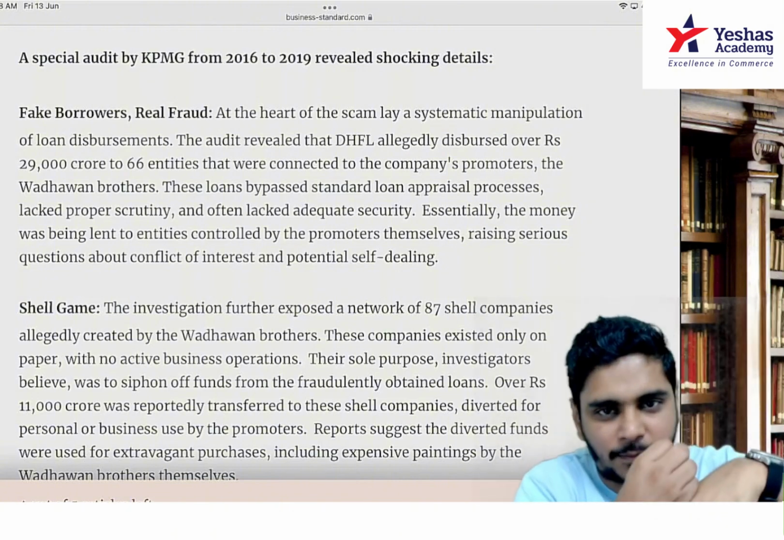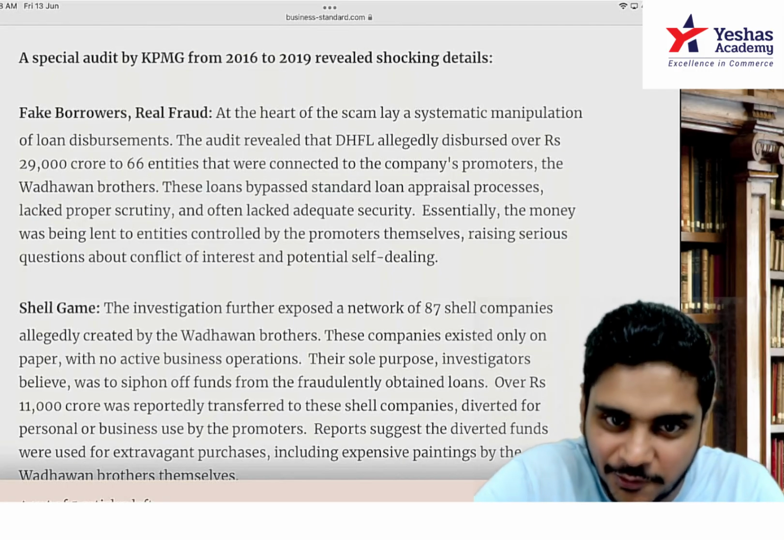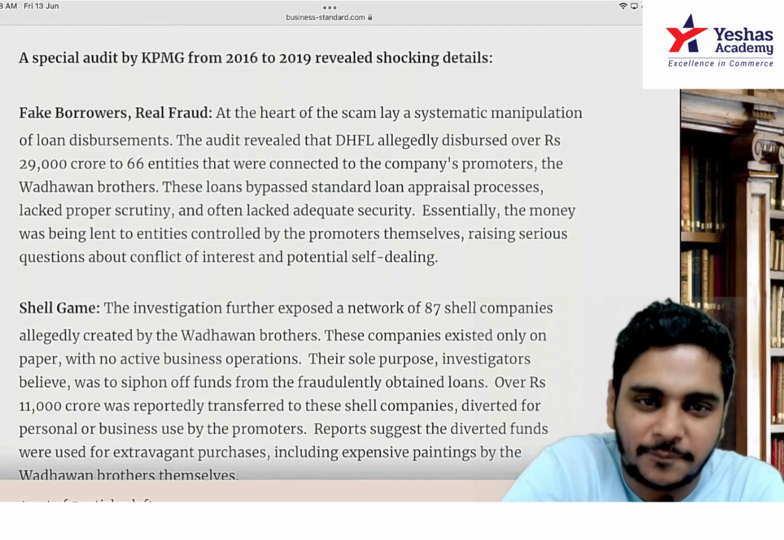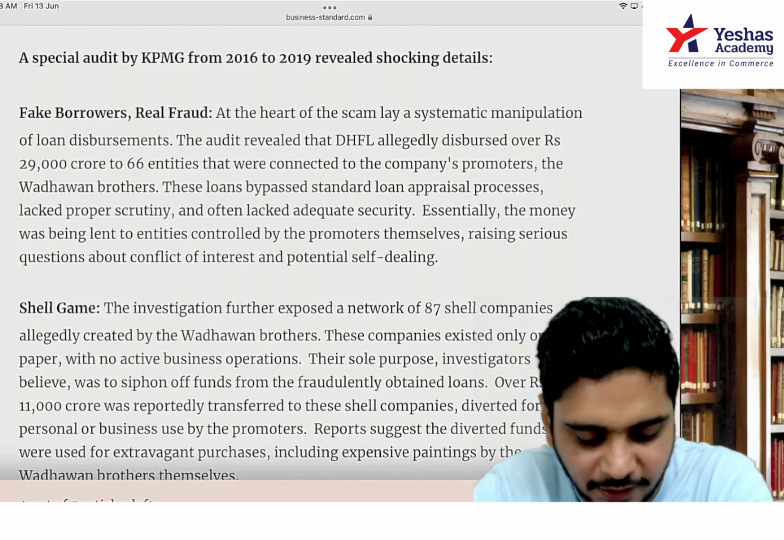So they should take loans from the bank and give them to the customer. But they gave 20-30% to the customers, and 70-80% of the loan to the companies which are owned by the promoters only. And then they used to show bad debts. They never repaid that money.